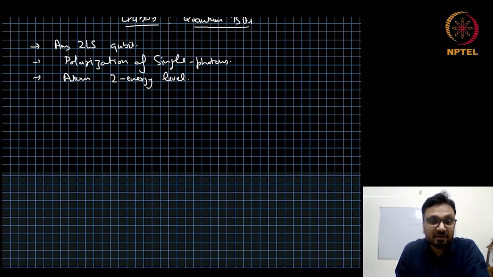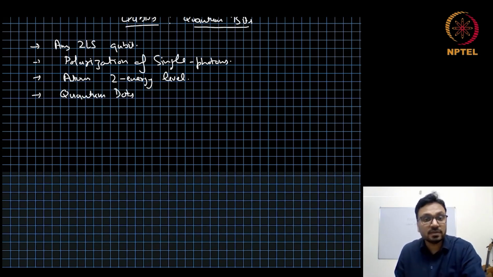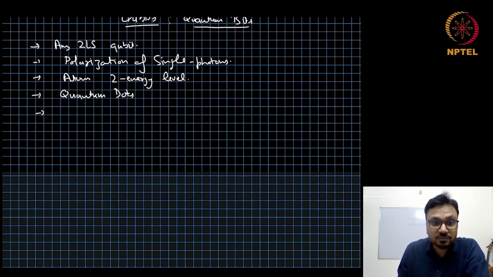We can't really have an atom with just two energy levels, so we just focus on two energy levels, we interact with those two, and we disregard the other levels. In that way we can treat an atom like a qubit. Then we can have quantum dots. We can design quantum dots where the two levels are of interest and we disregard all the other levels. Again, we will have a qubit.